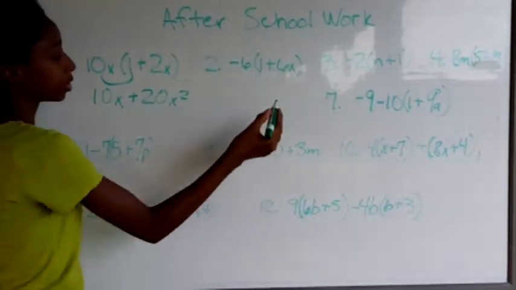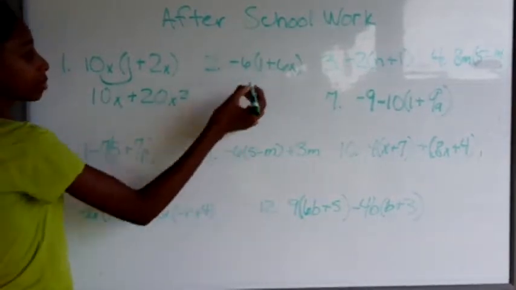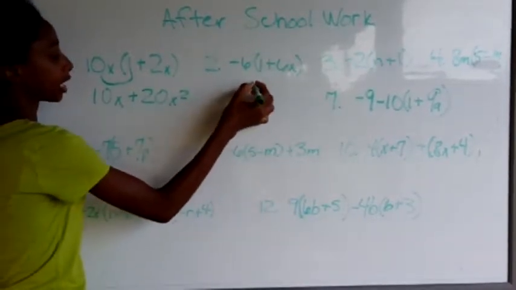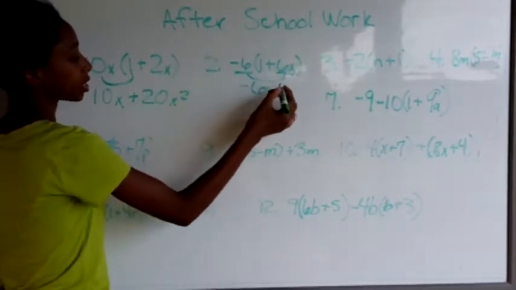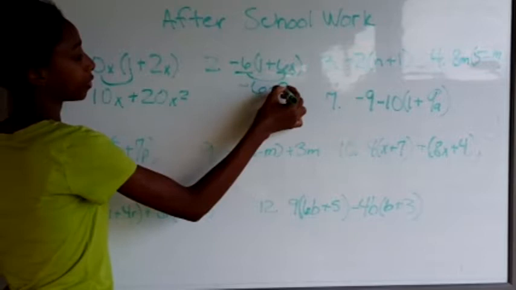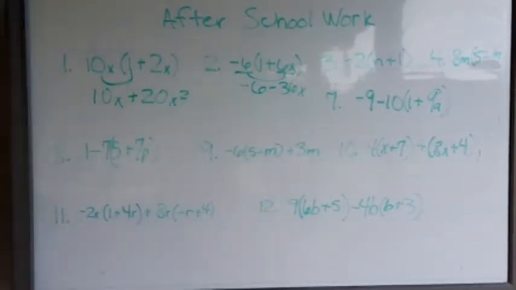Alright, so for the next one, we distribute the negative 6 to 1 plus 6x. So negative 6 times positive 1 is negative 6. And then the negative 6 times positive 6x is going to be negative 36x, because the negative times a positive is a negative.